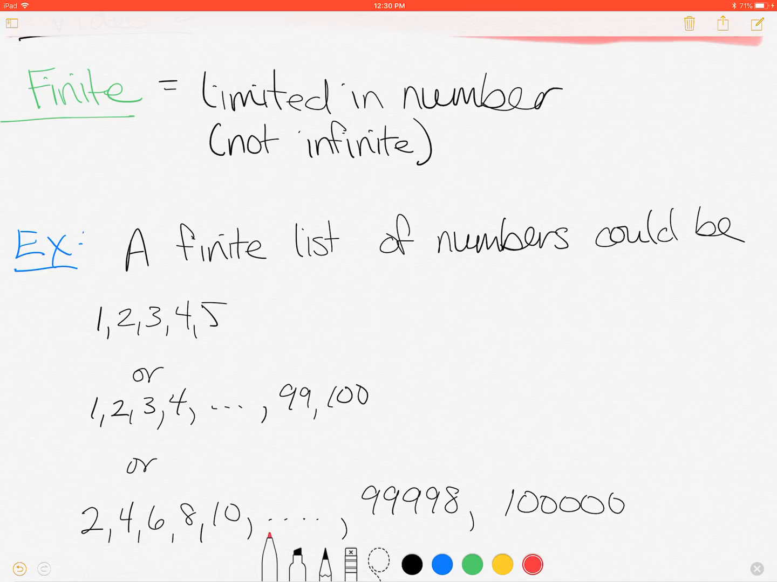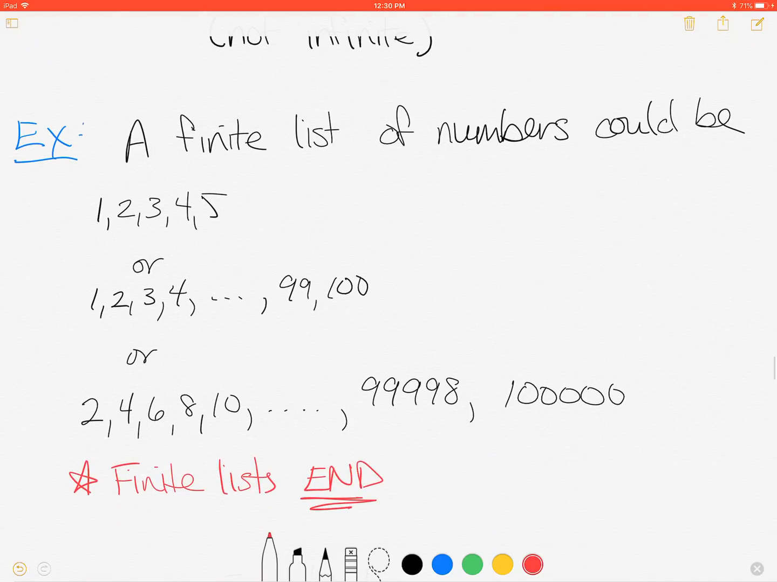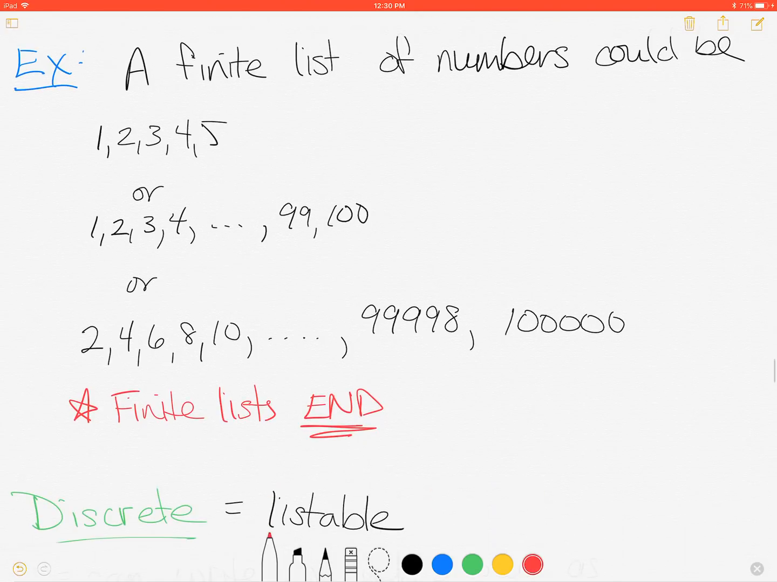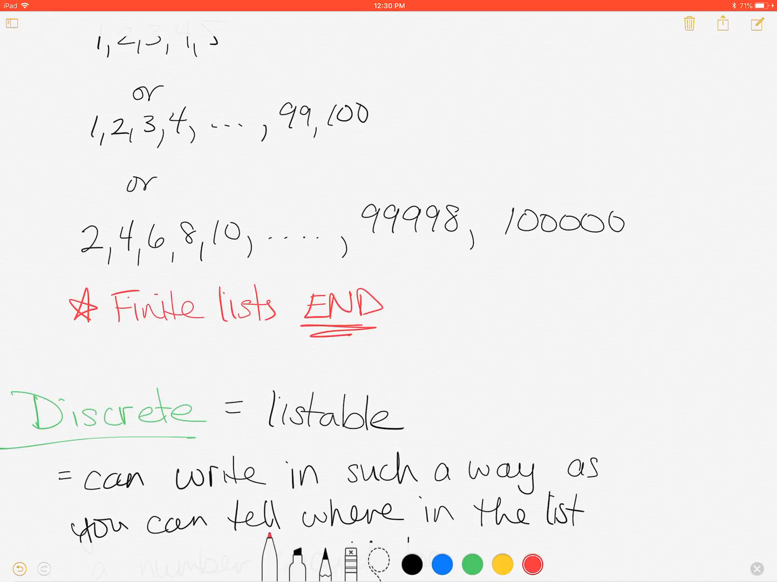Most of us have a vague idea of what infinite means. So examples of finite lists of numbers would be 1 through 5: 1, 2, 3, 4, 5. Or 1, 2, 3, 4, 5, 6, all the way up to 100. But they don't have to be listed every number starting at 1. It could be 2, 4, 6, 8, 10, all the way up to 100,000. It doesn't even have to have a pattern. It could be 1, 5, 2, 13, 8. But a finite list means there's an end. It doesn't go on forever. Going on forever is infinite.